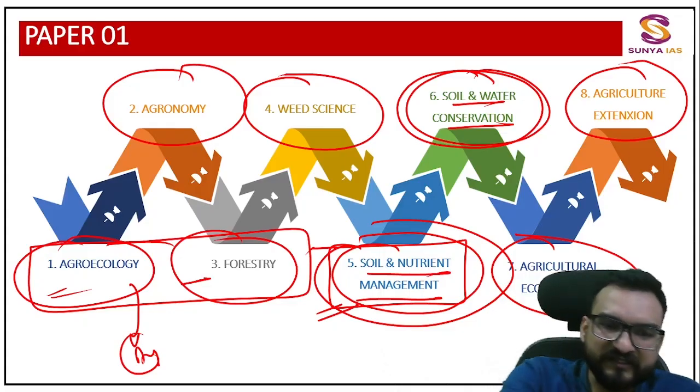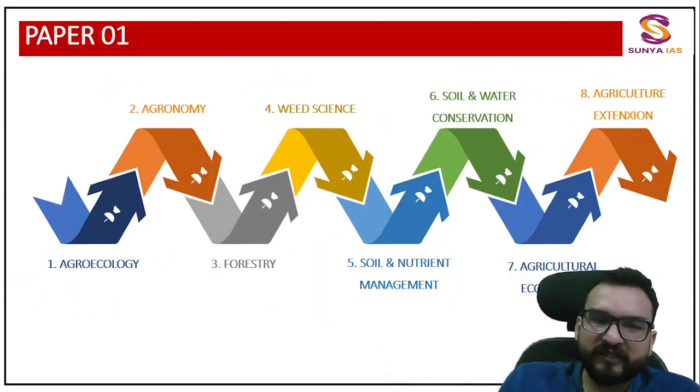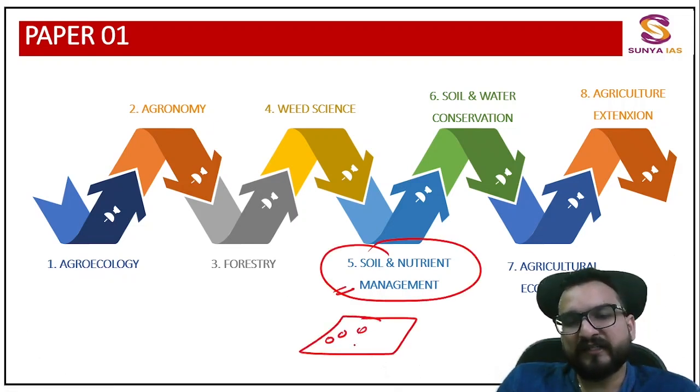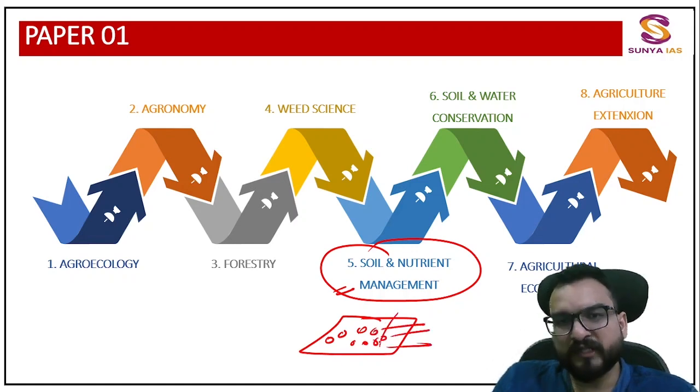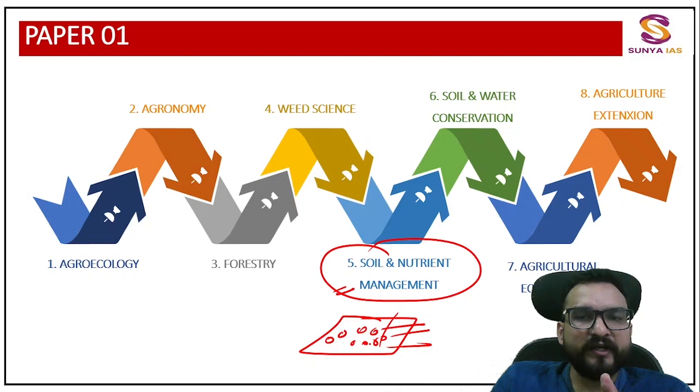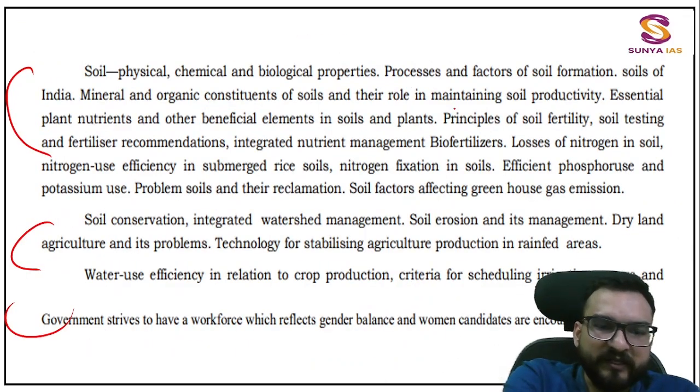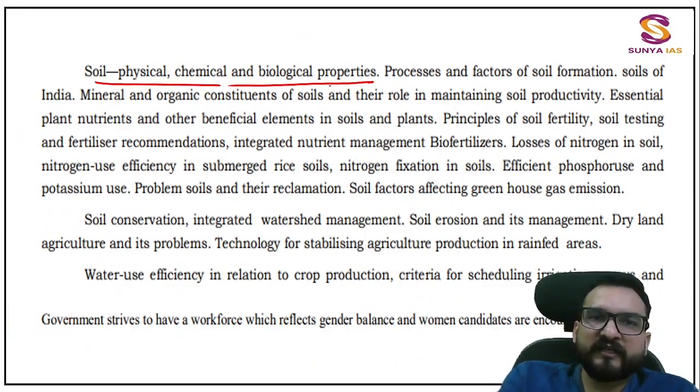Over here you can see this soil and nutrient management. So when we understand that my land contains soil, I know about my soil's physical, biological and chemical properties. Also I am understanding the nutrient availability of my soil. I will then move ahead to unit number 6. Now look at what has to be studied in unit number 5: soil, physical, chemical, biological properties, essential plant nutrients, all this we have to study.